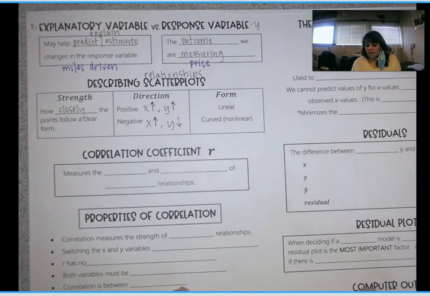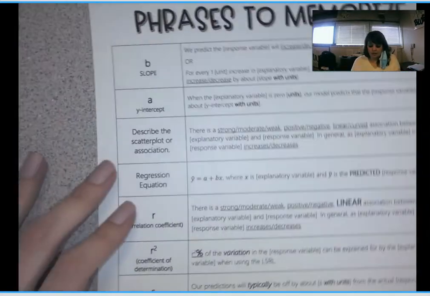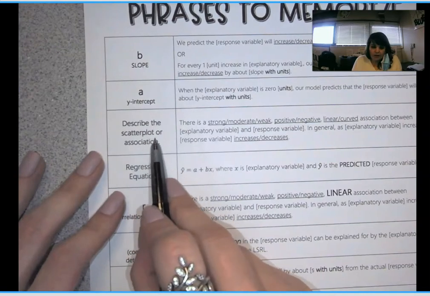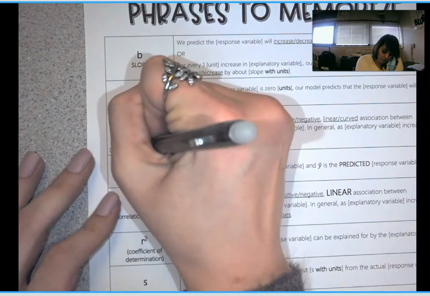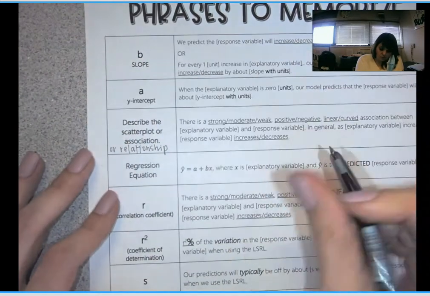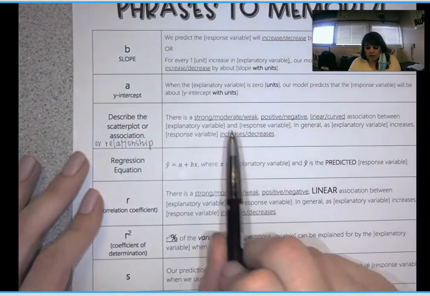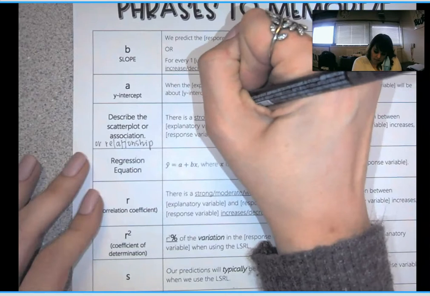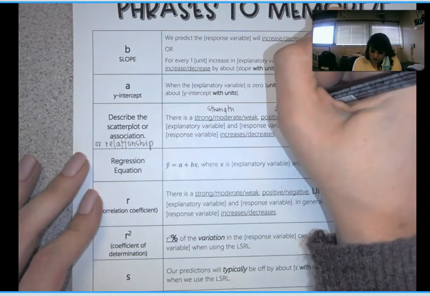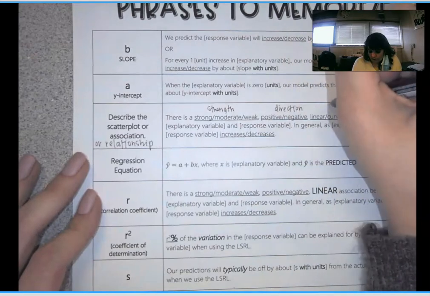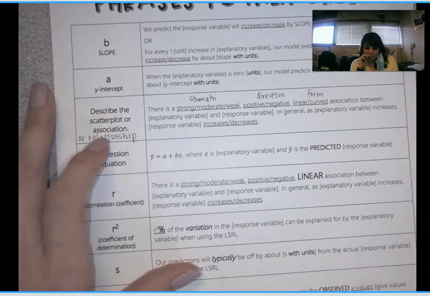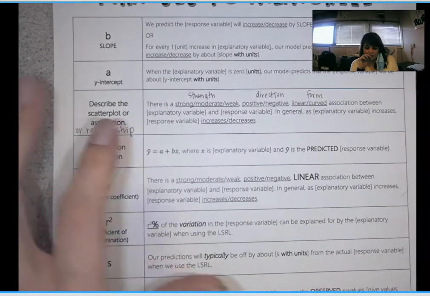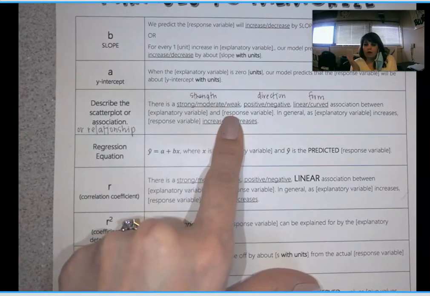And on the reverse of this page, you'll see here, describe the scatter plot or association or relationship. All of those things start with strength, direction, form. So if you're asked to describe the scatter plot, association, or relationship, you say there is a moderately strong, positive, linear relationship.